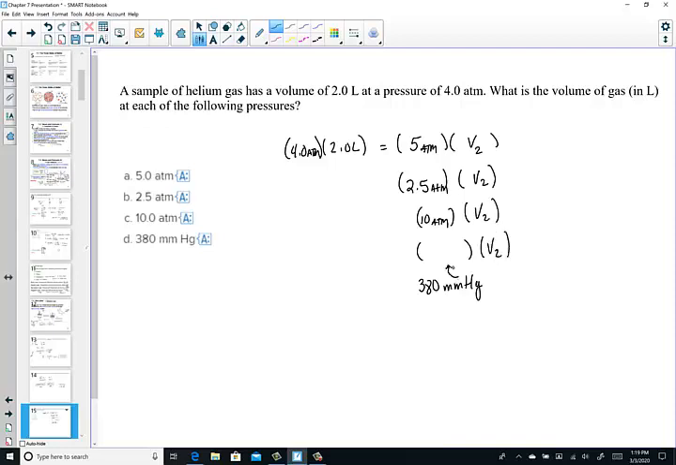And notice I didn't quite put that in yet, because if I have atmospheres on the left side, I've got to have atmospheres on the right side. You must have like units in your equation or it will fall apart.